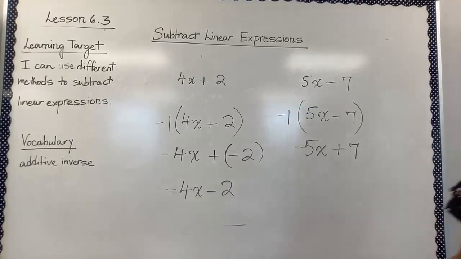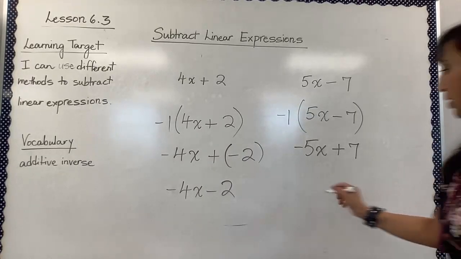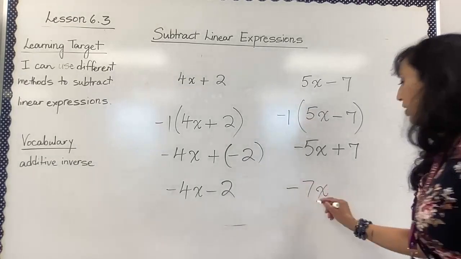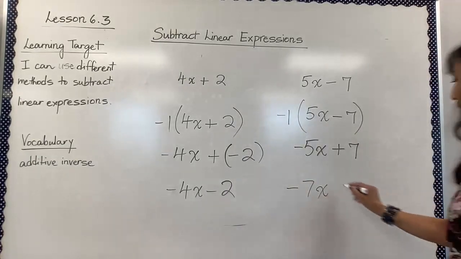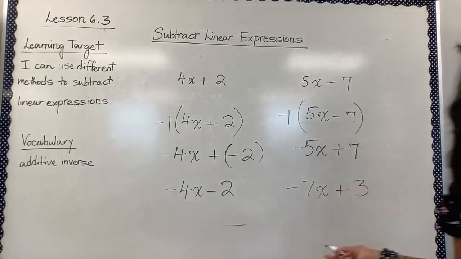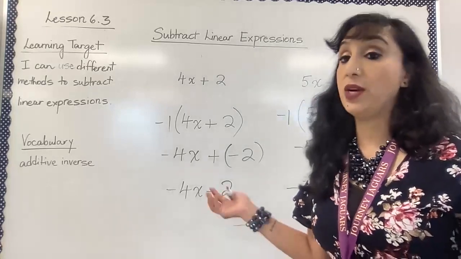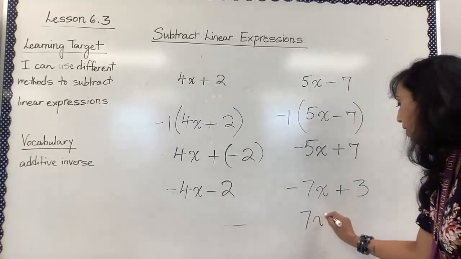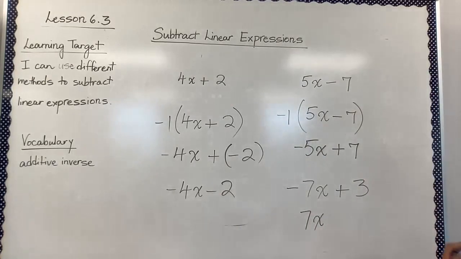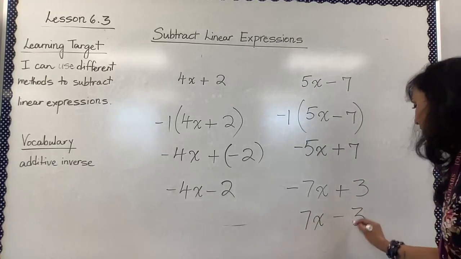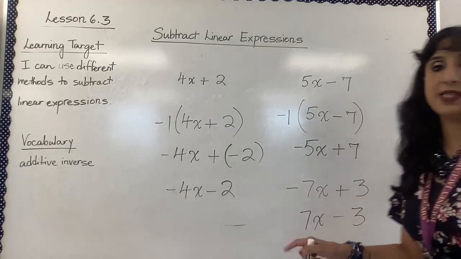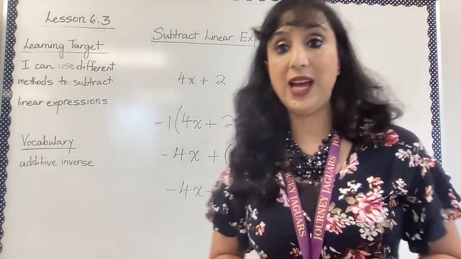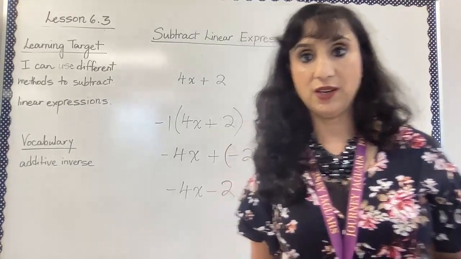Another quick example: negative 7x plus 3. What would the additive inverse be? What is the opposite of negative 7x? It would be positive 7x. What would be the opposite of positive 3? It would be minus 3. Look how I've switched the signs, and that's what gives me the additive inverse of an expression.